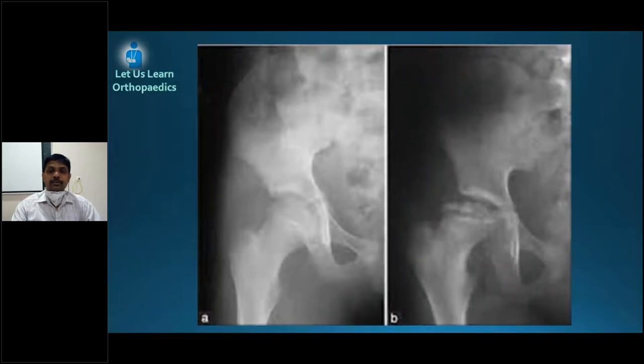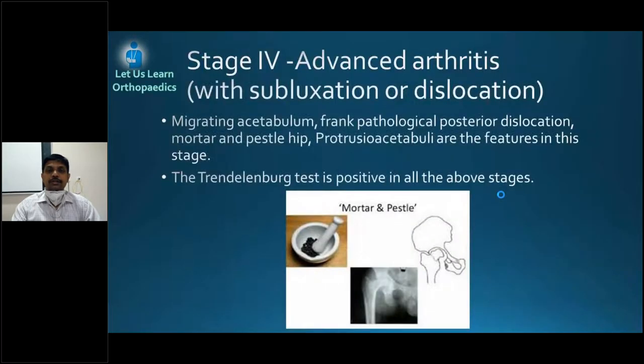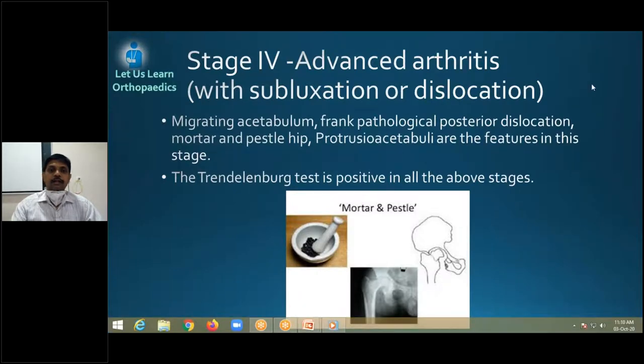And these are the pictures showing advanced arthritis. See here, the epiphysis has collapsed and there is destruction of the cartilage, thus the flattening of the femoral head and the gross reduction of the joint. Advanced arthritis is with total destruction of the joint. Advanced arthritis, that is with subluxation or dislocation.